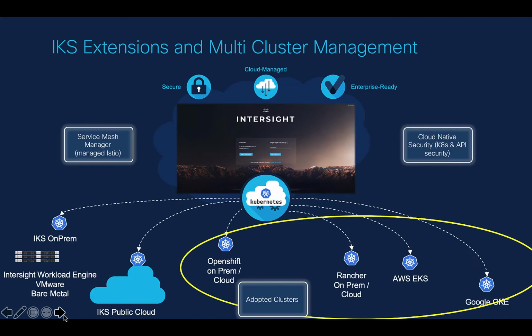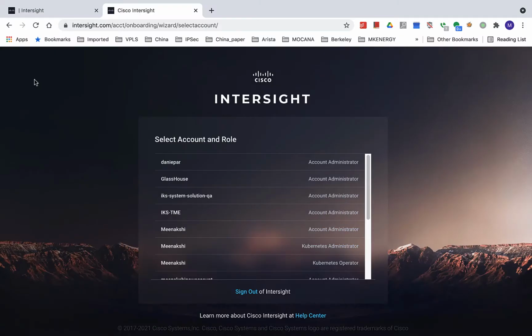We see our customers deploying many flavors of Kubernetes, hence IKS will support adopted clusters to offer a single pane of glass and help with easy deployment of observability tools such as Cisco Service Mesh and security tools such as SecureCN across all these clusters. Let's look at IKS in action.